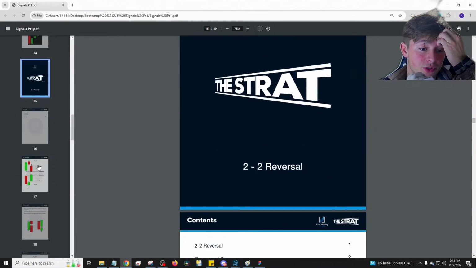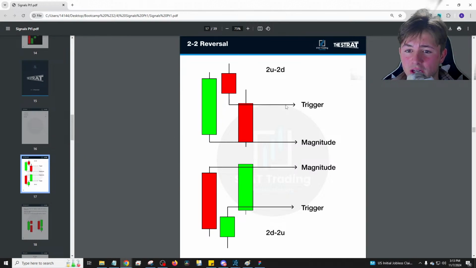The next thing we can talk about is the 2-2. So this is not an actionable signal, but it is a reversal.